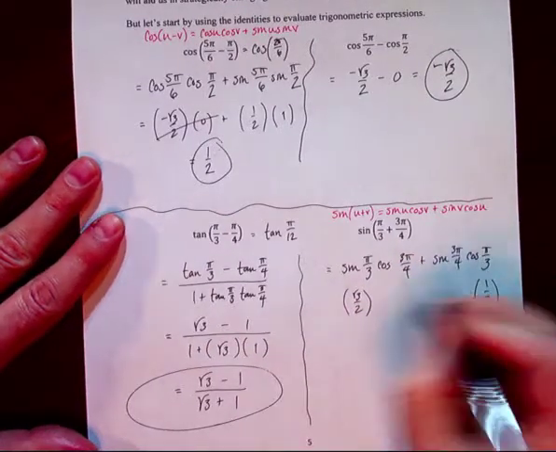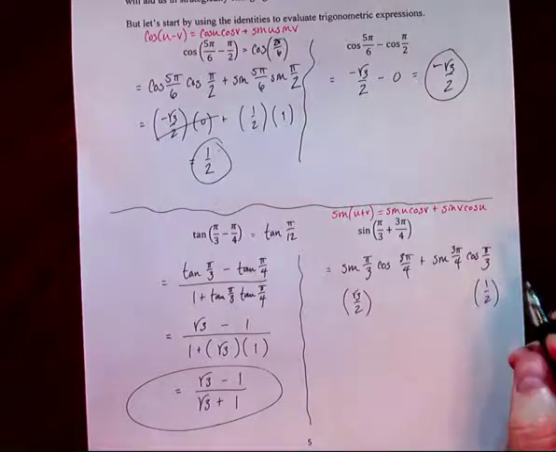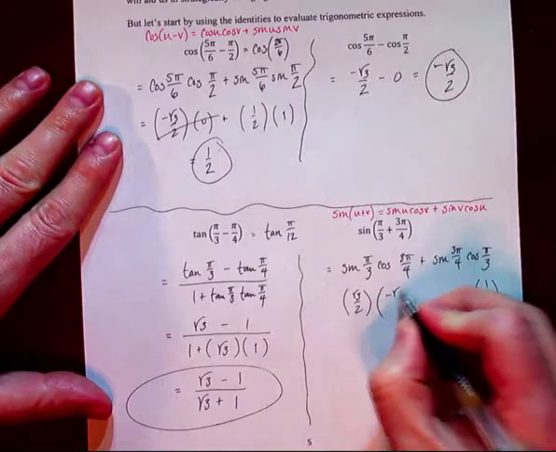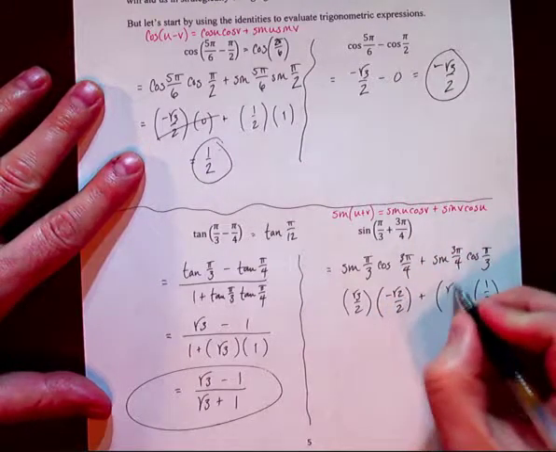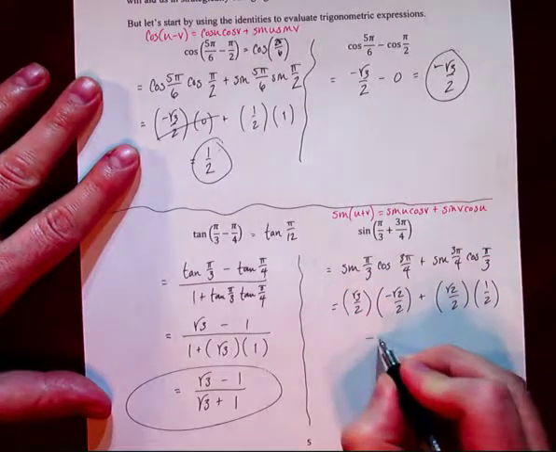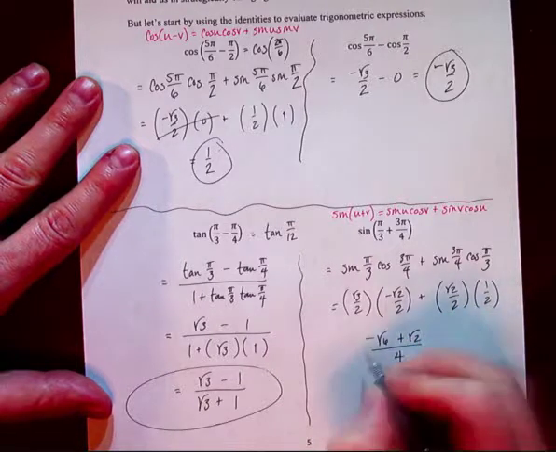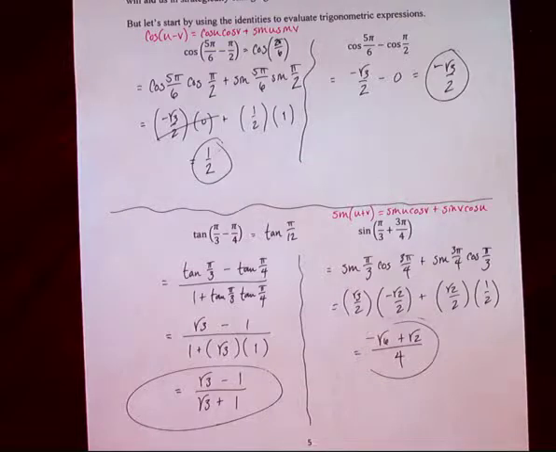Now, cosine and sine of 3 pi over 4 obviously are root 2 over 2, but one of them's positive, one of them's negative. Cosine is going to be negative in the second quadrant, whereas sine is going to be positive. And we're going to get negative root 6 plus root 2, all of that over 4. Okay? And you can plug it into your calculator and get a decimal approximation if you want.